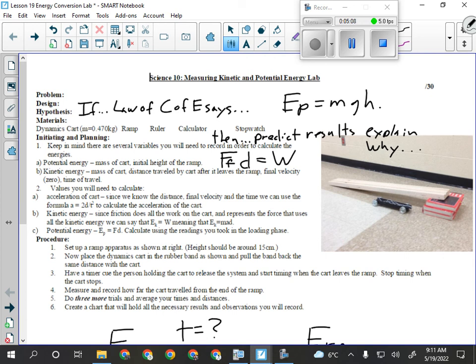So in the hypothesis, if, and then statement, as we always do, okay, the if part basically needs to tell me what does the law of conservation of energy say? Put the law of conservation of energy kind of in your own words. If the law of conservation of energy says blah, blah, blah. Okay.